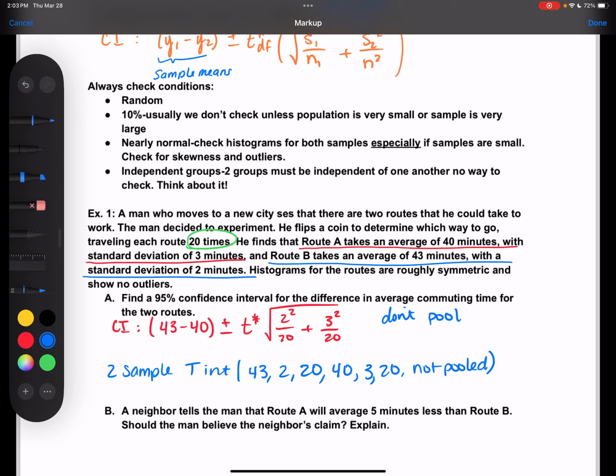Did you do the 2-sample t interval? I was on t-test. Oops. That's what I did too. Oh, is that what it was? I saw 2-sample t and I just clicked it. Yeah, that's what I did too. Okay, well.